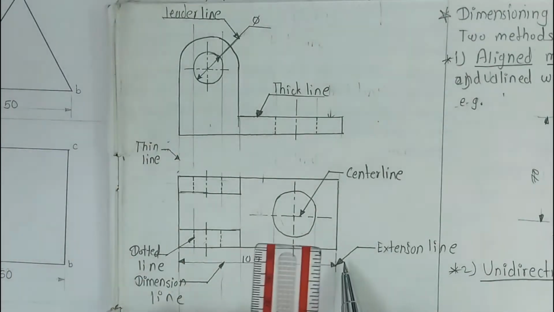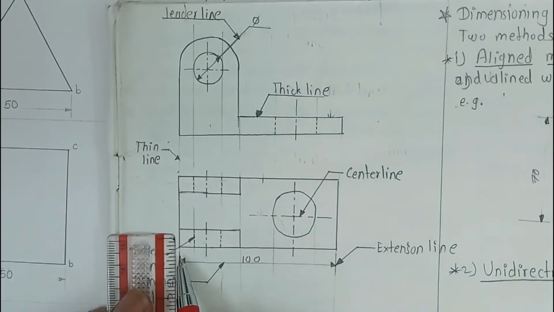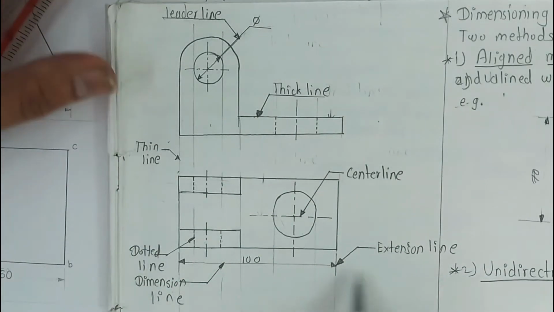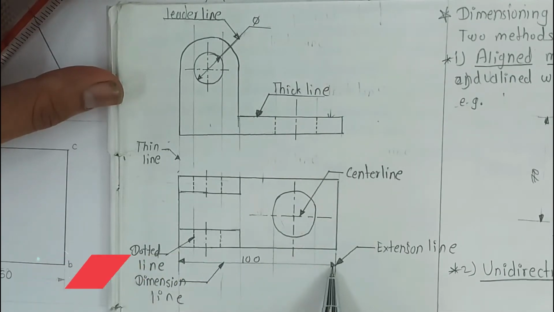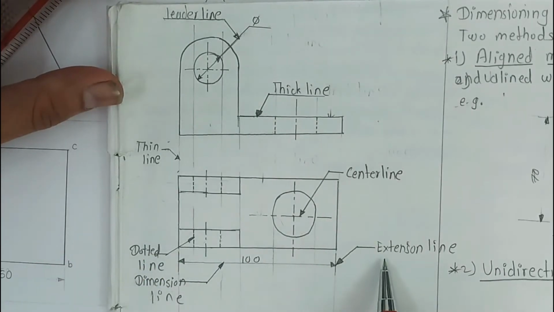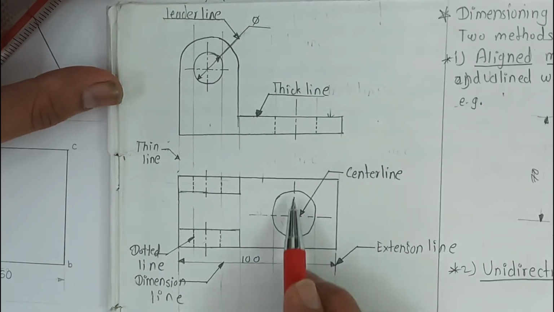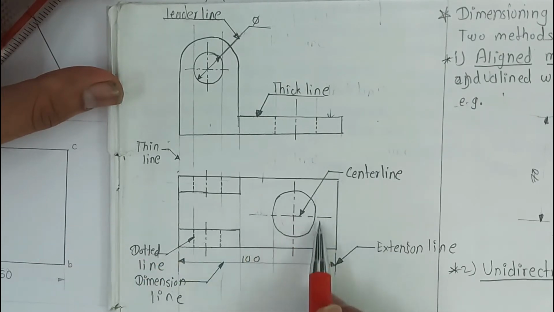Now here we see these two lines, this line which starts some distance after this particular object, so these two lines are called as extension lines. So as we see here, these two lines in between which we show this dimension, that line is called as extension line. Now coming to the center line, we see here this particular line is called as center line, which represents center of this symmetrical object.